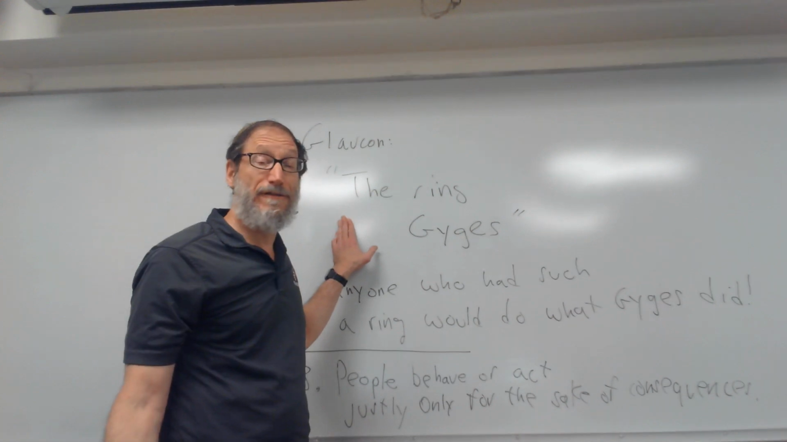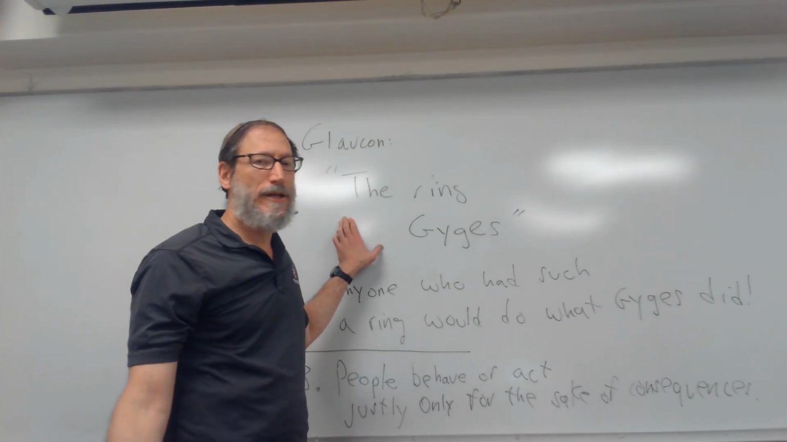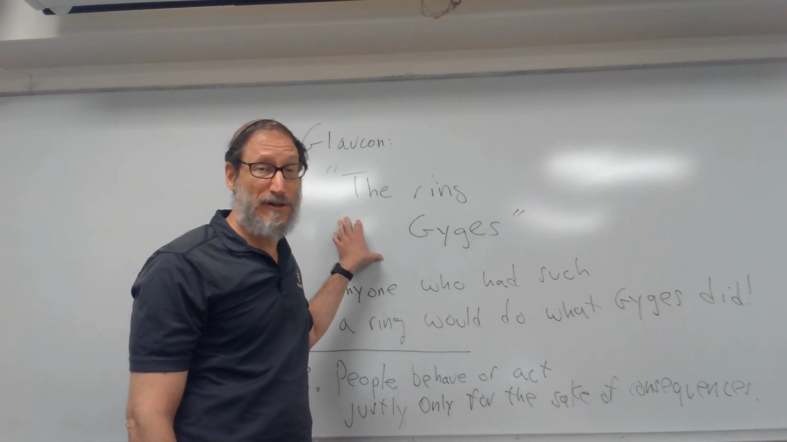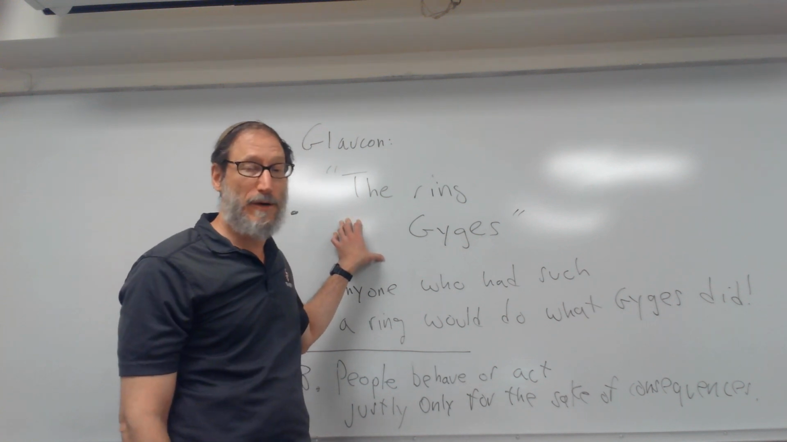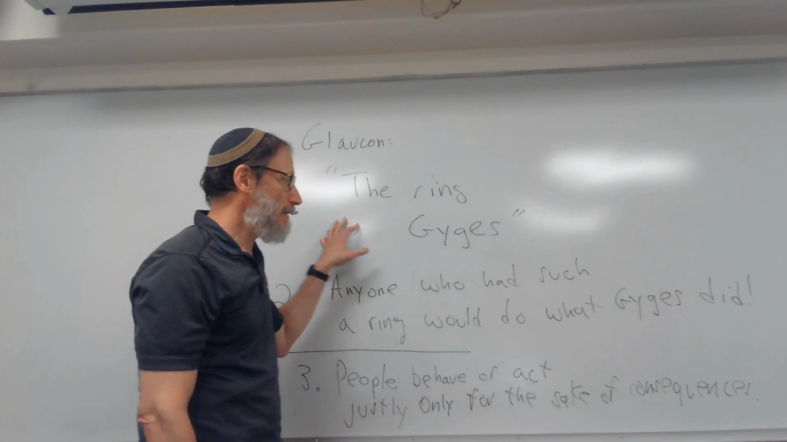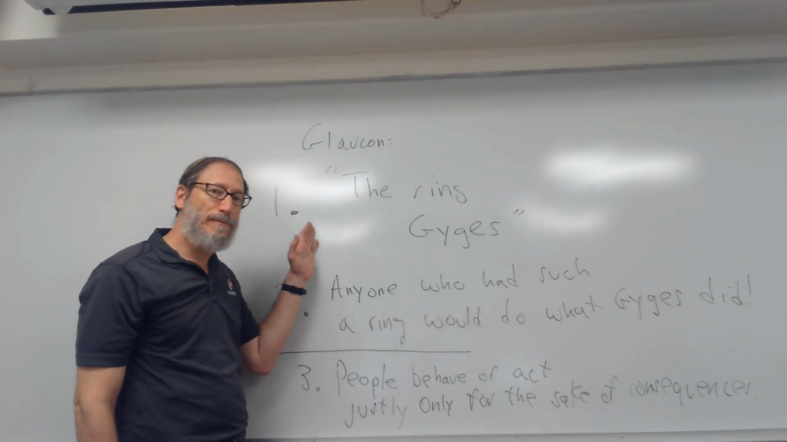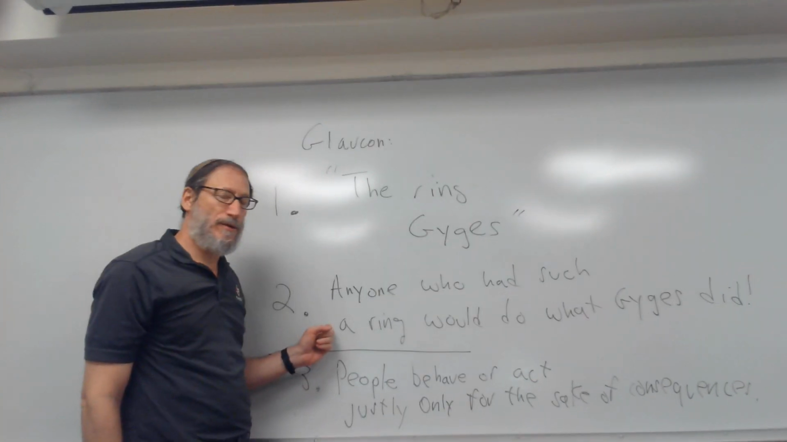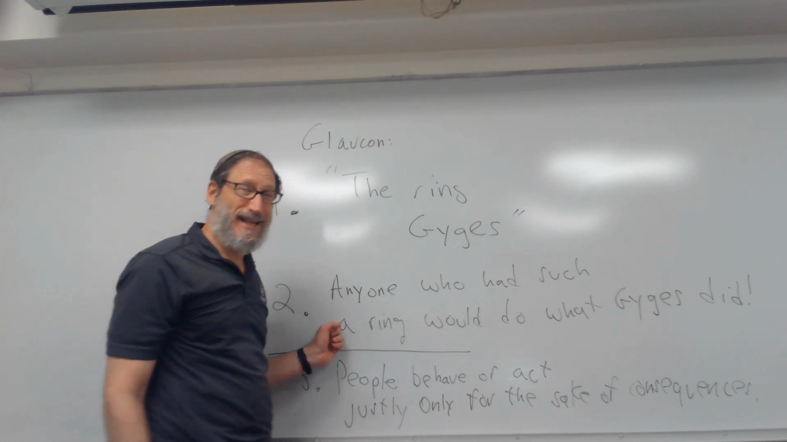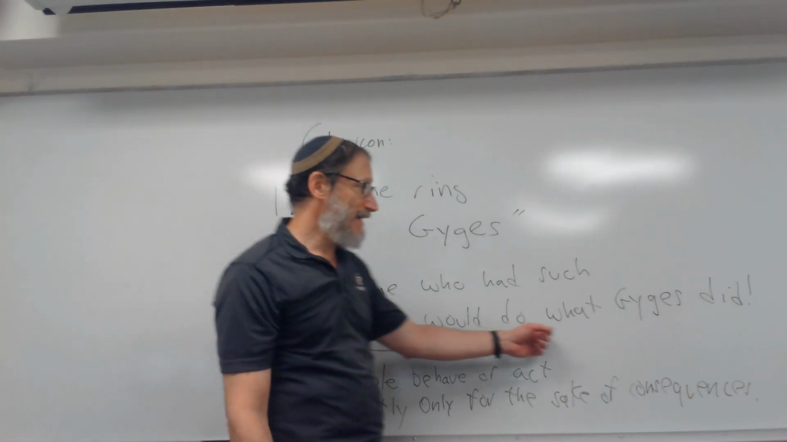So again, to review the argument, he starts off with a story. The story is a fictitious story. We really know there's no such thing as a magical ring that makes you invisible. At least, I don't think there is, right? The story is a fiction. It's a myth. It's a legend. Then, having described the story, Glaucon then goes on to say, well, anyone who had such a ring would indeed end up doing what Gyges did.